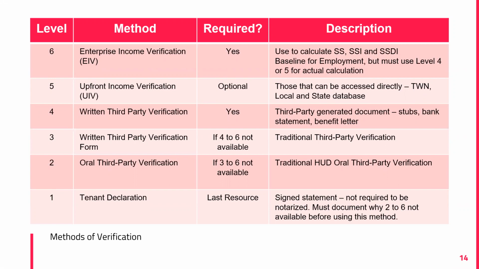Then we have the oral third-party verification, which we're not going to talk about because we know we don't like that. And then the last resort, which is the tenant declaration. The self-declaration is not required to be notarized, and it also needs to be documented why options 2 to 6 are not available. So as you can see here, they want option 2 before you're using option 1. If you are going to the last resort, we still want to try to get the third-party oral, but we're never going to use the third-party oral by itself without a tenant declaration. That's kind of our backup because we don't like the oral verification.